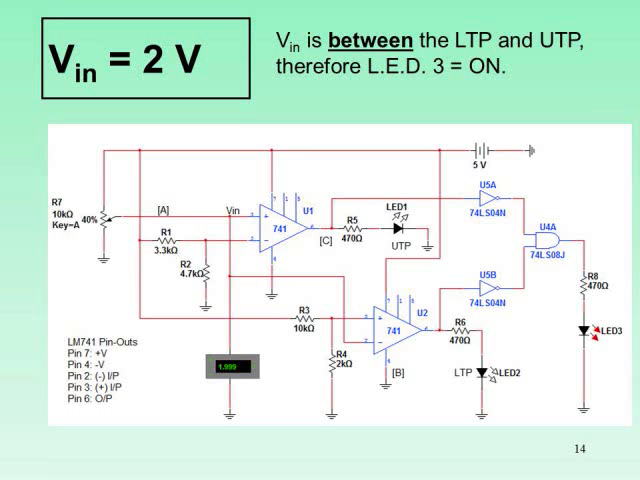So our input voltage is 2 volts. The input voltage is between LTP and UTP. Therefore, the logic gate circuitry ensures that LED3 is turned on, and the upper trigger point and lower trigger point LEDs, LEDs 1 and 2 respectively, are of course both turned off at this point.